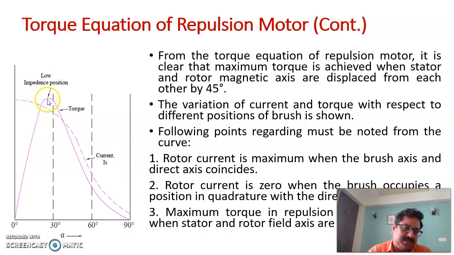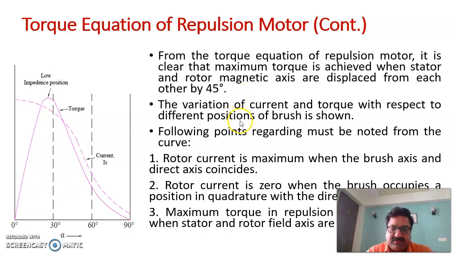You can say this is the torque, and this is the current Is, and you can get the position alpha at 0 degree, 30 degree, 60 degree, and again 90 degree. So the torque value is 0 at the 90 position and the torque value is 0 at alpha equal to 0, which we have discussed. So the maximum value will be obtained at angle alpha equal to 45 degrees.